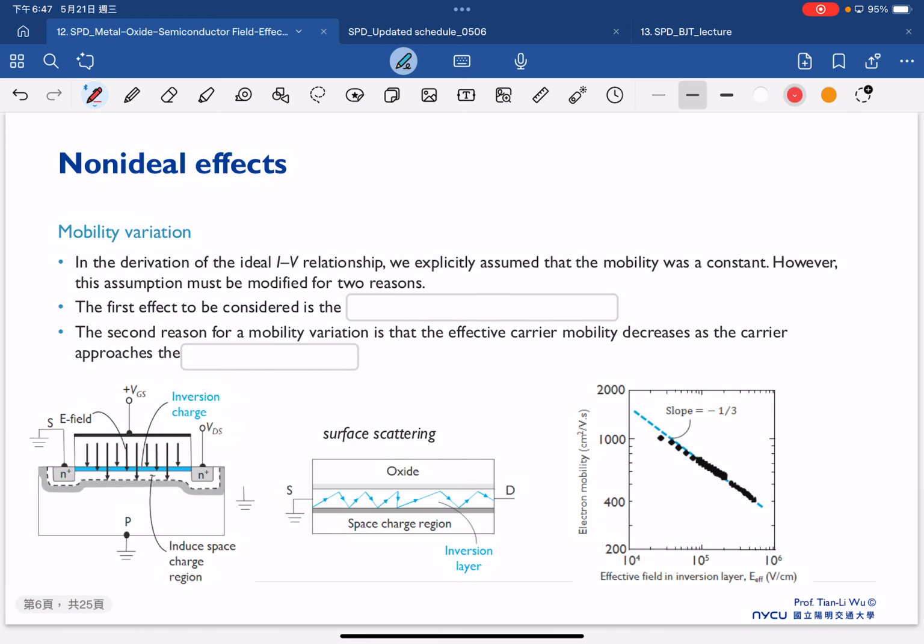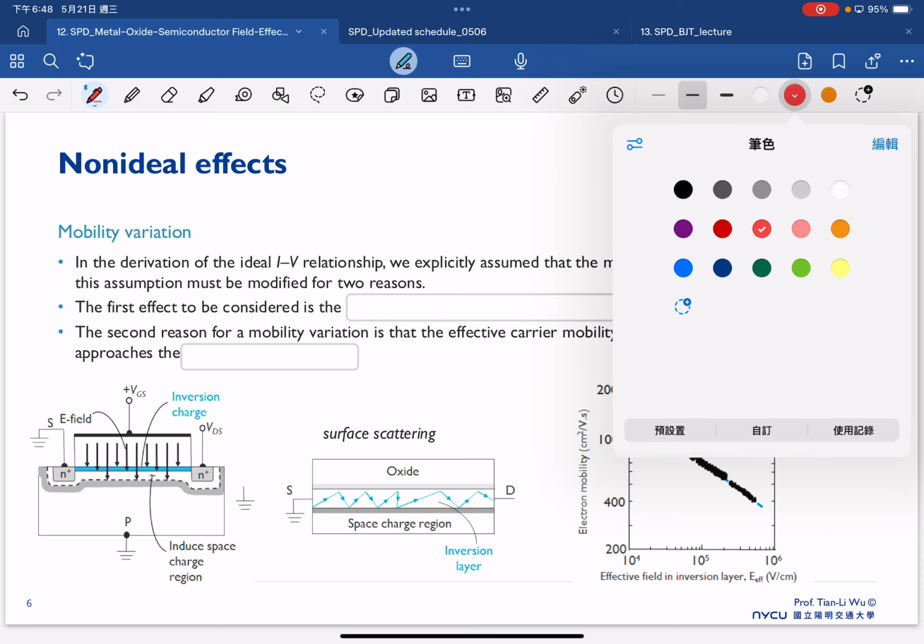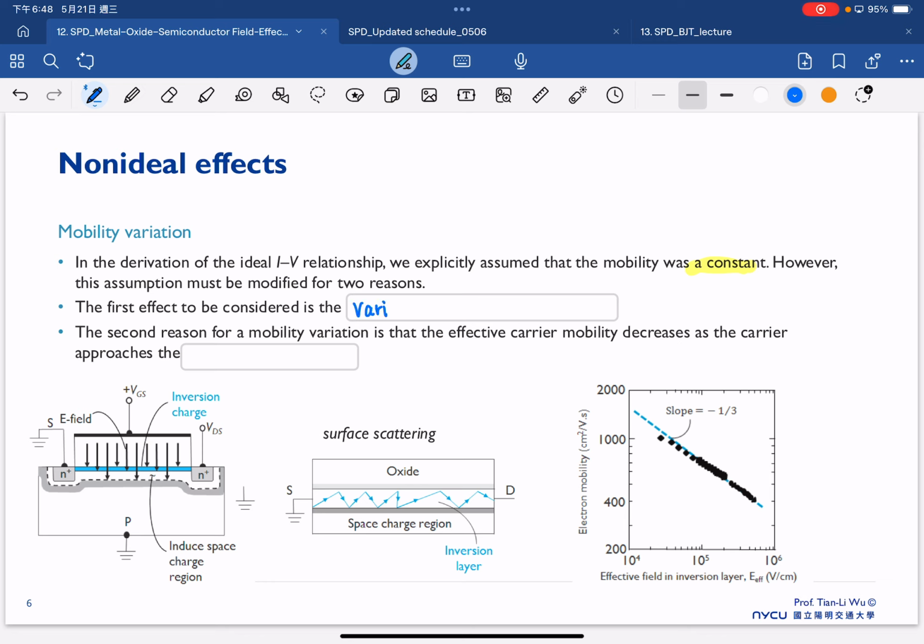And the next non-ideal effect is what we call mobility variation here. When we derive the ideal IV relationship, we assume that the mobility is a constant. But in reality, this assumption might not be true and should be modified for two reasons. The first effect to be considered is the variation in mobility with gate voltage.